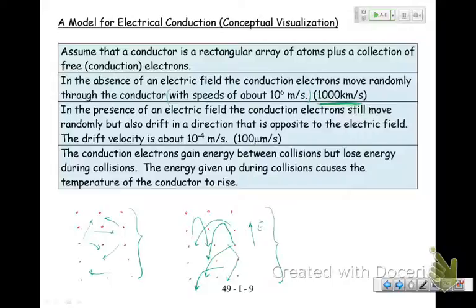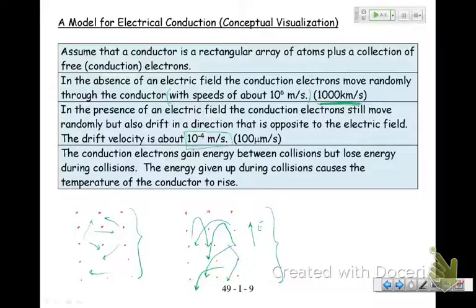And the drift velocity is really small, 10 to the minus 4 meters per second for typical values for current and the like that we use. The conduction electrons gain energy between collisions, but lose energy during collisions. The energy given up during the collision causes the temperature of the conductor to rise.